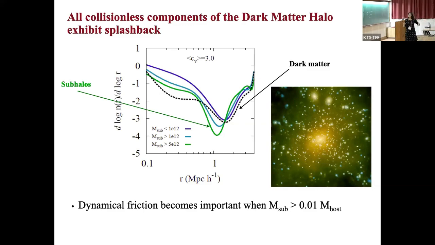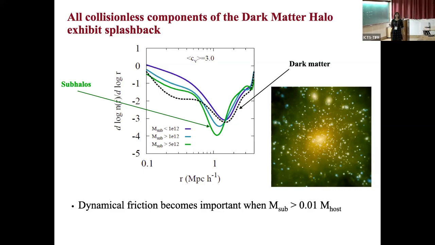So I should say that, while we were talking about dark matter particles so far, these effects should happen in all collision-less components of the dark matter halo. Right. So you should see these also in the subhalos. Also, you should see such features in the subhalo distribution. Of course, there are some subtle differences.